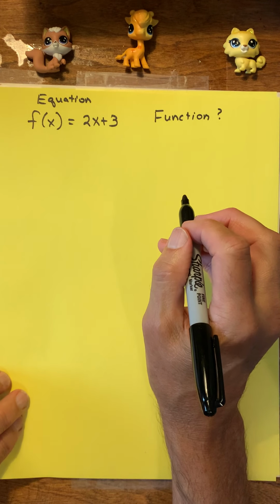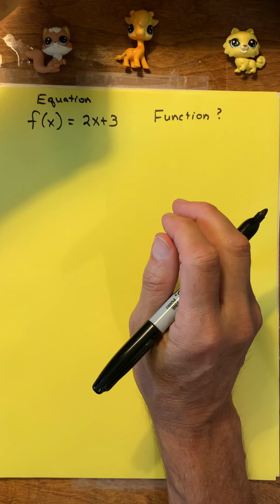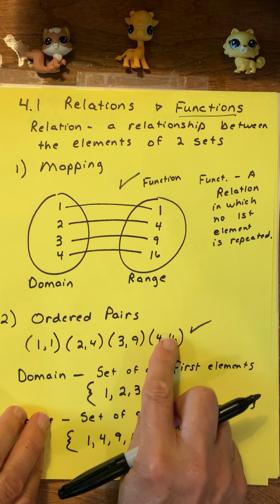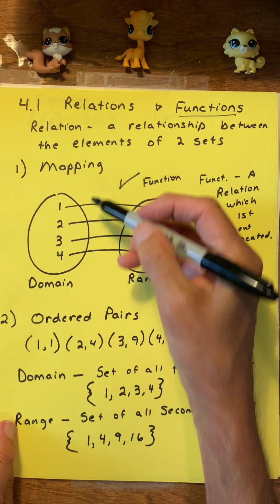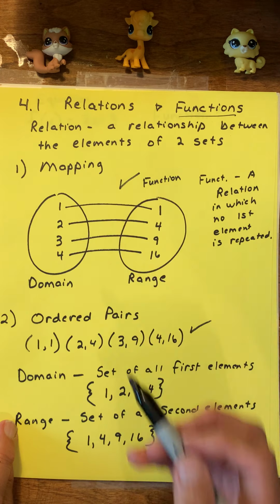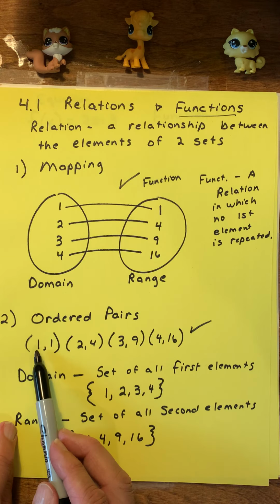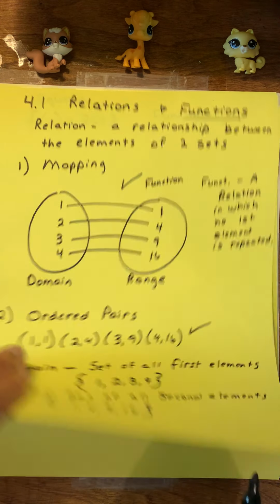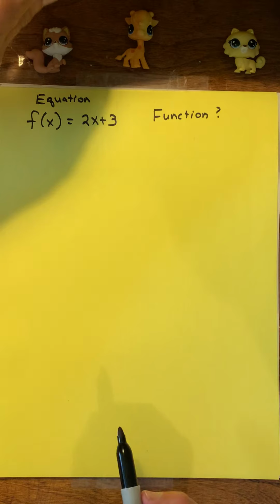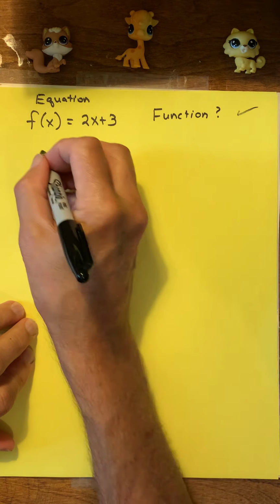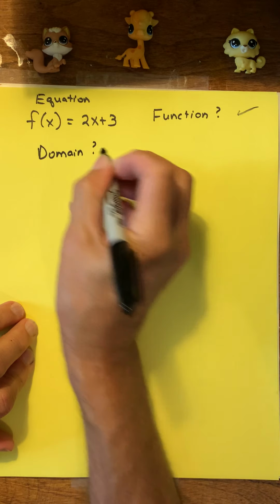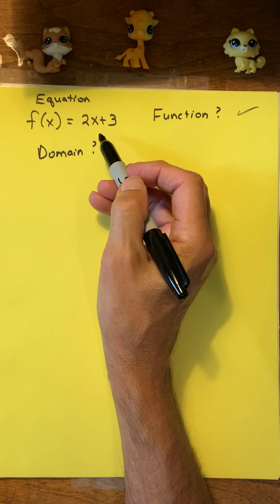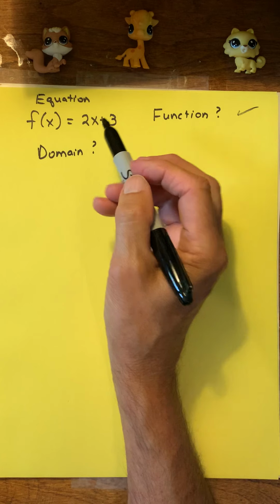All right, a second thing you're going to be asked, and it's going to be pretty obvious with expressions like this, is what's the domain? What's the domain of a mapping? Why, it's this stuff right here. What's the domain of ordered pairs? Why, it's all the first elements. But what's the domain of an equation? What can x be?